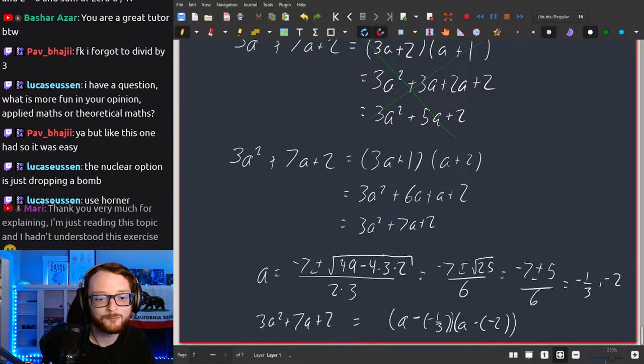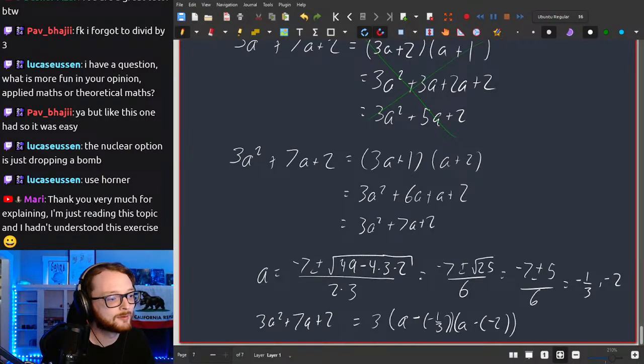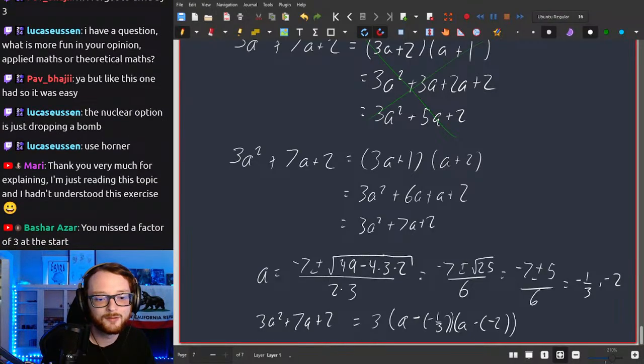There needs to be a 3 in front here, doesn't there? I wonder why that 3 needs to be there. I don't have a good explanation for why it needs to be there. I know it should be there. No worries, Mari. Yeah, this is a really tricky thing to learn at first.